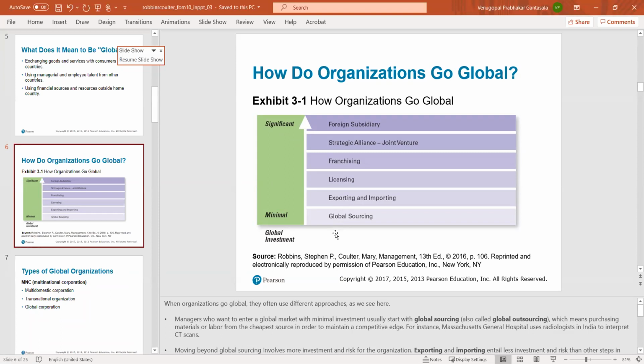The example right beneath the slide is talking about a hospital in Massachusetts, which outsources radiologists from India. So radiologists in India are used to interpret the CT scans. So a hospital, the Massachusetts General Hospital, is using the inputs and the expertise of Indian radiologists. That's a classical example of global sourcing.